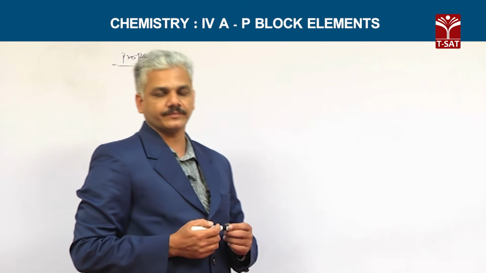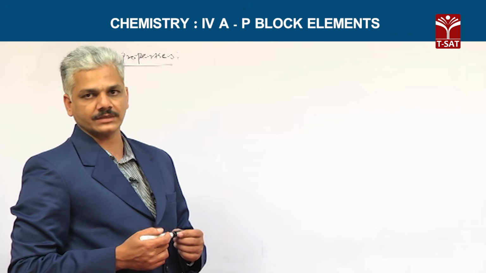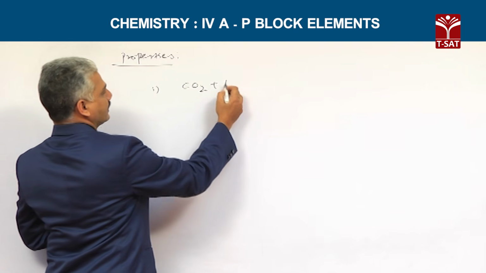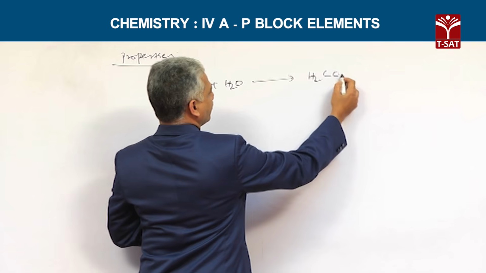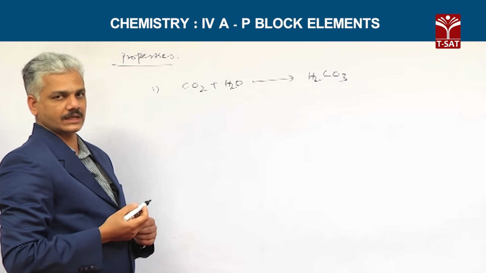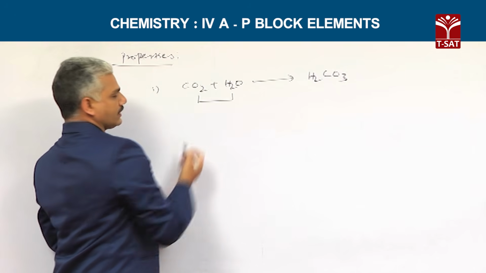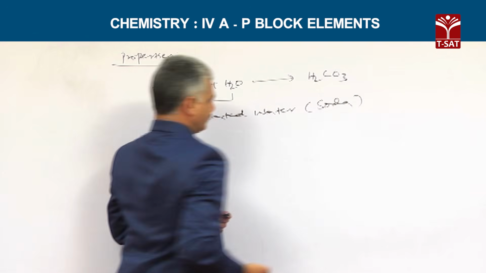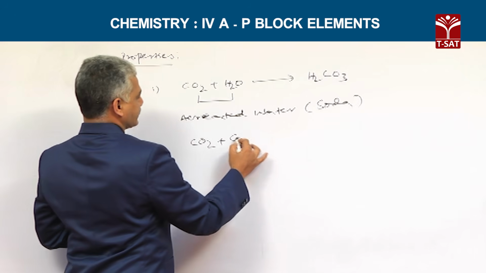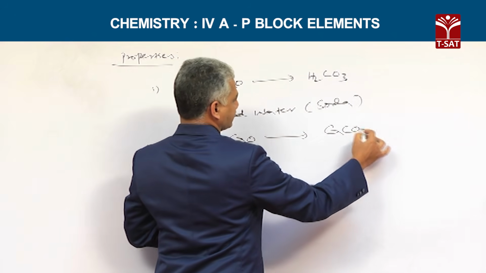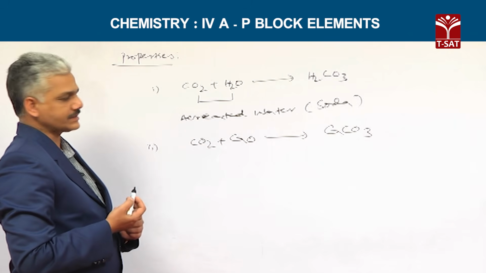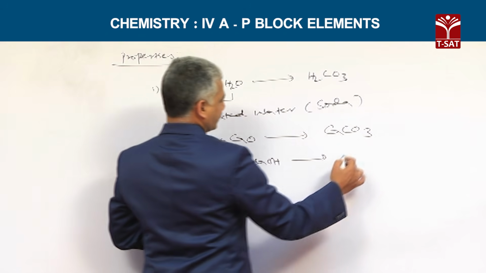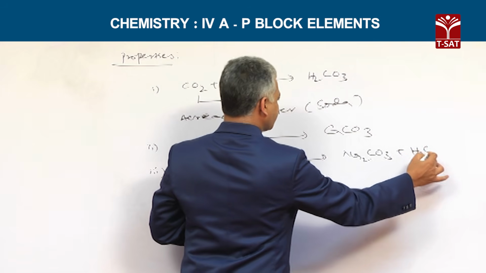Properties of carbon dioxide. Carbon dioxide, being a non-metallic oxide, is slightly acidic in nature. It readily dissolves in water at low temperature and high pressure to give carbonic acid, a weak dibasic acid. The mixture of carbon dioxide and water is called aerated water, or in common language, soda. It reacts with metallic oxides like calcium oxide to give the corresponding salt-like substance, calcium carbonate. When passed through an aqueous solution of sodium hydroxide, it gives sodium carbonate.